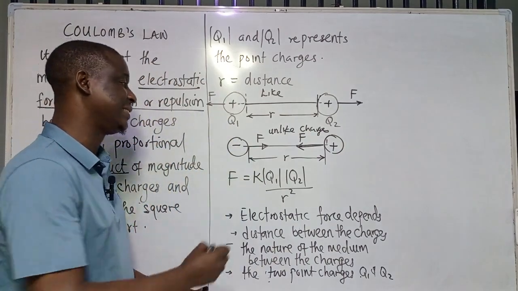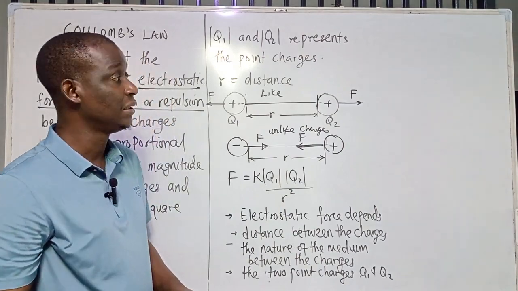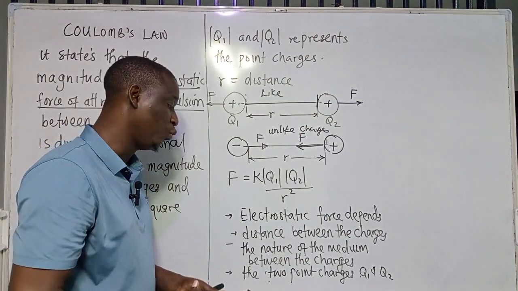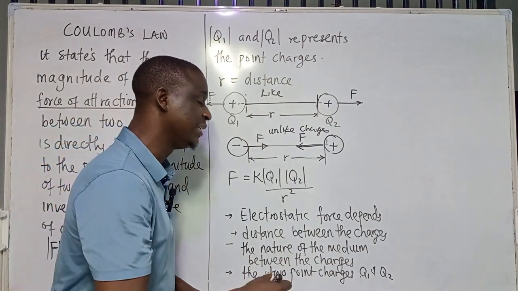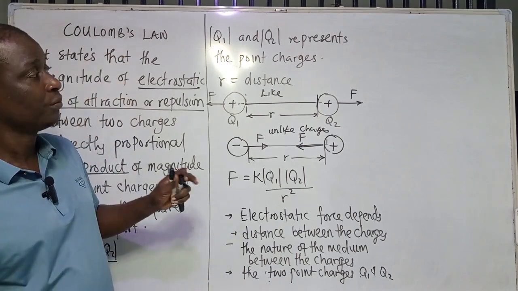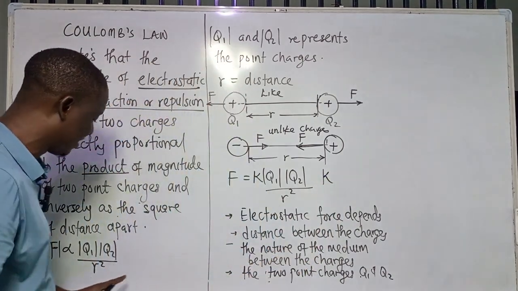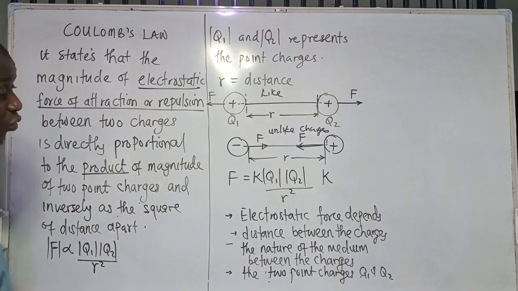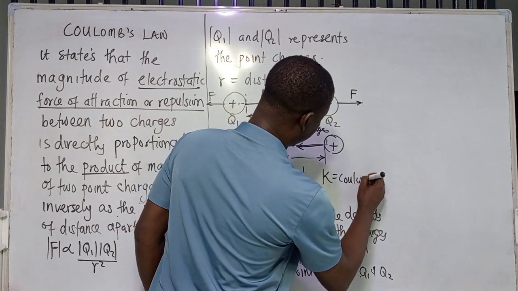It depends on the distance of separation, that is the distance apart. And lastly, it depends on the nature of the medium between the two charges. Now, these are the three factors. This K that I just introduced is a result of removing the word proportionality. So we can call it the Coulomb constant.